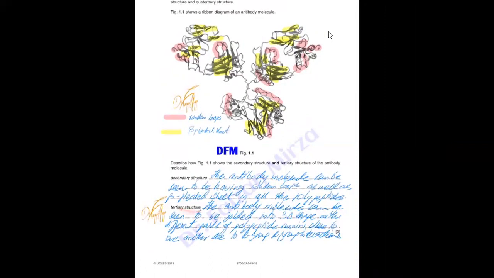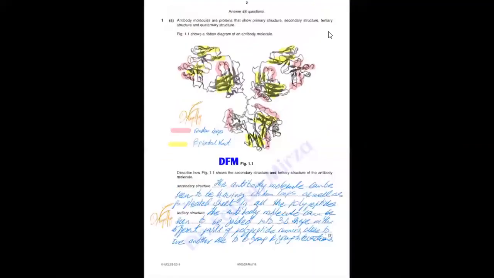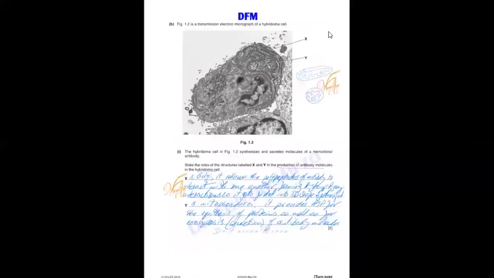How is it a tertiary structure? Because the antibody molecule can be seen to be folded in a 3D shape, because we know that tertiary structure is all about the 3D folding, and this is because of the R group interactions.